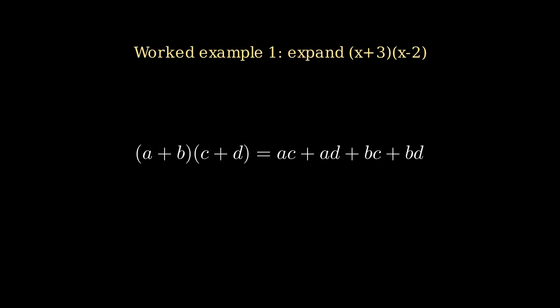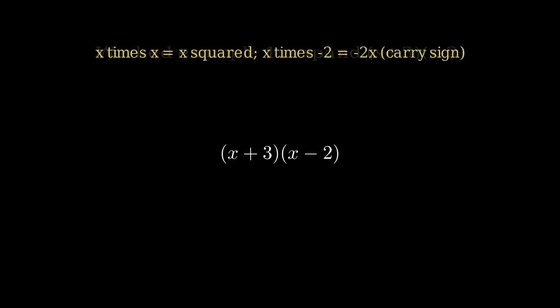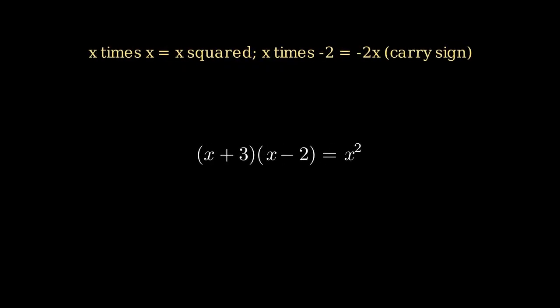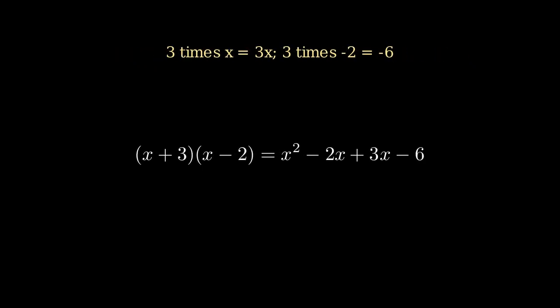Let's try worked example 1. Expand the quantity x plus 3 times the quantity x minus 2. First x times x, which gives x squared, then x times negative 2, which gives negative 2x. Notice we carry that negative sign through carefully. Next 3 times x, which gives 3x, then 3 times negative 2, which gives negative 6.